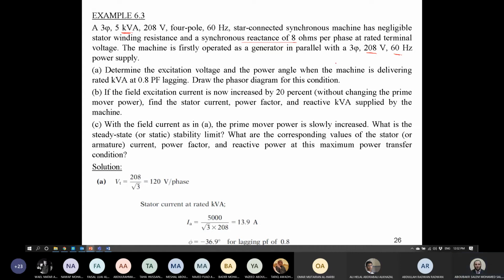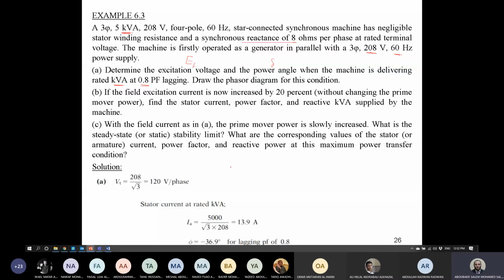Right. Number A, determine the excitation voltage and the power angle. So we need to calculate excitation voltage, which is EF, power angle, which is delta, when the machine is delivering rated kVA, which is the 5 kilovolt ampere, at 0.8 power factor lagging, and draw the phasor diagram for this condition. Of course, simply guys, we can start.